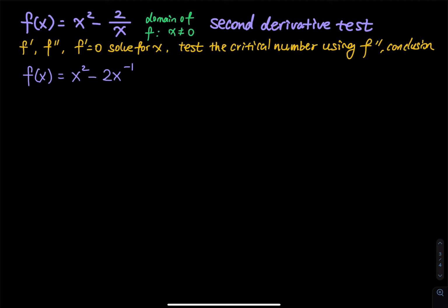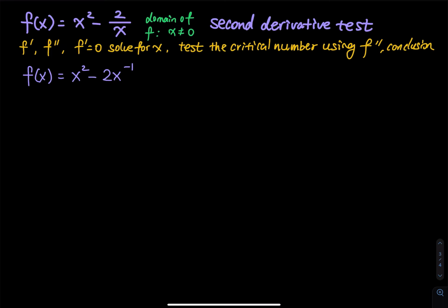f of x equals x squared minus 2 divided by x, and we want to perform a second derivative test. The procedure is written down below. First we need to find f prime and f double prime, and then we set f prime equal to 0 and solve for x. Then we test the critical number using the double prime, and then we will reach our conclusion.